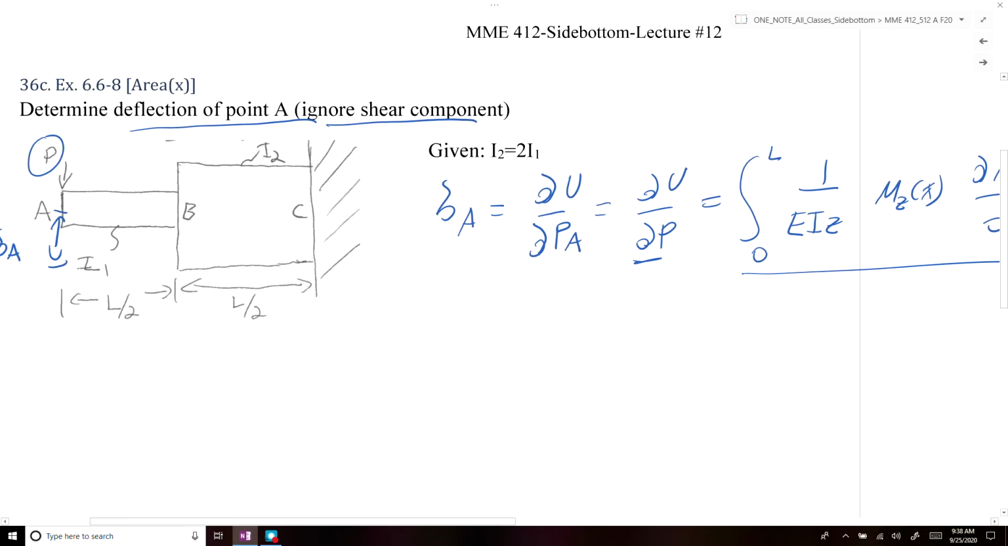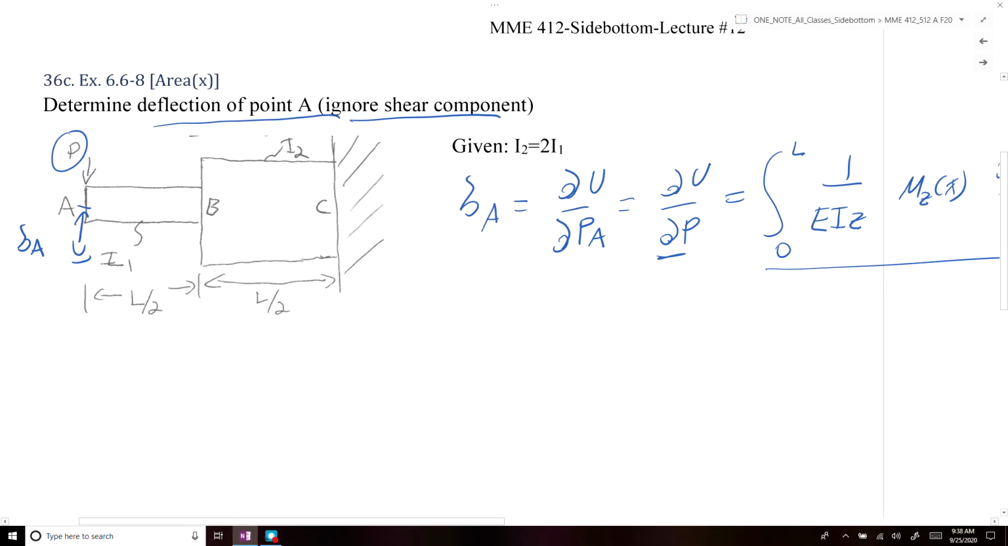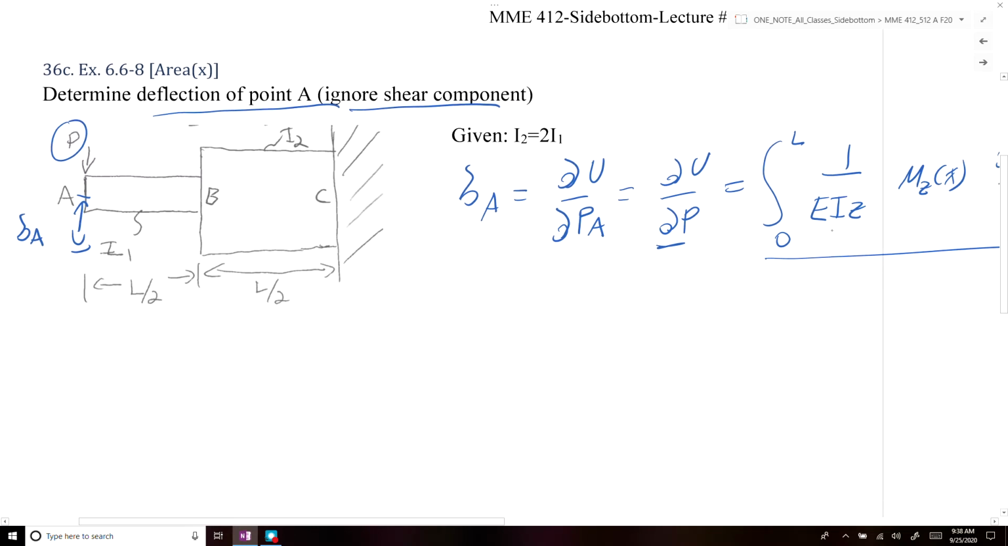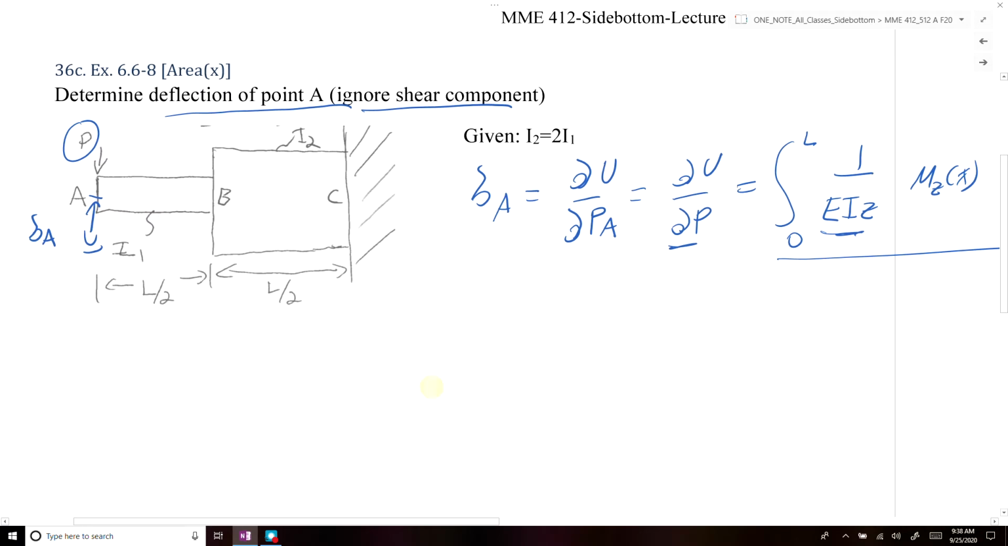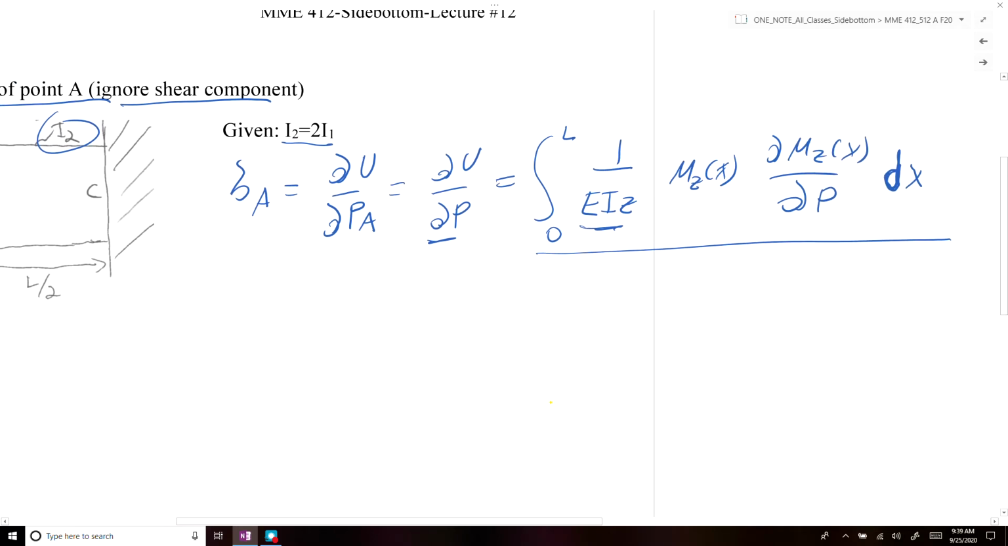In this equation, E and I are typically constants, but in this case we have a stepped shaft where the moment of inertia is twice as large in the second part as in the first part. So what we're going to do is break this equation into two parts.